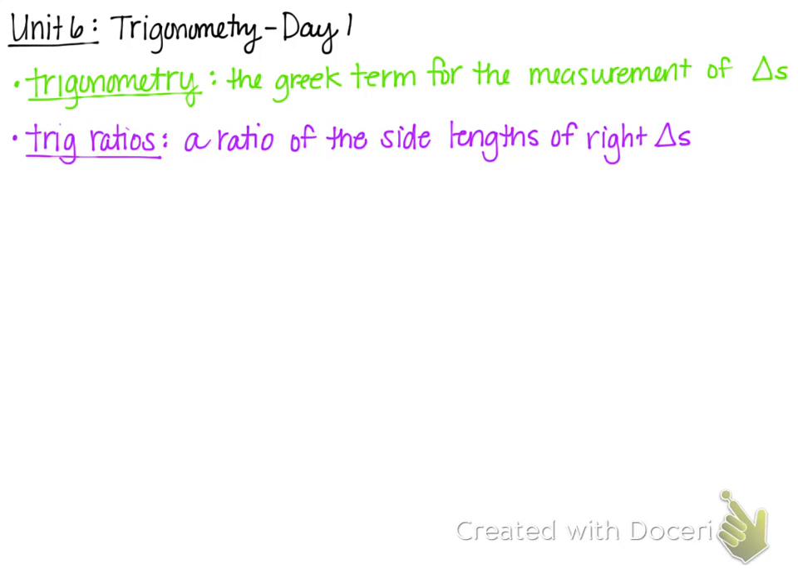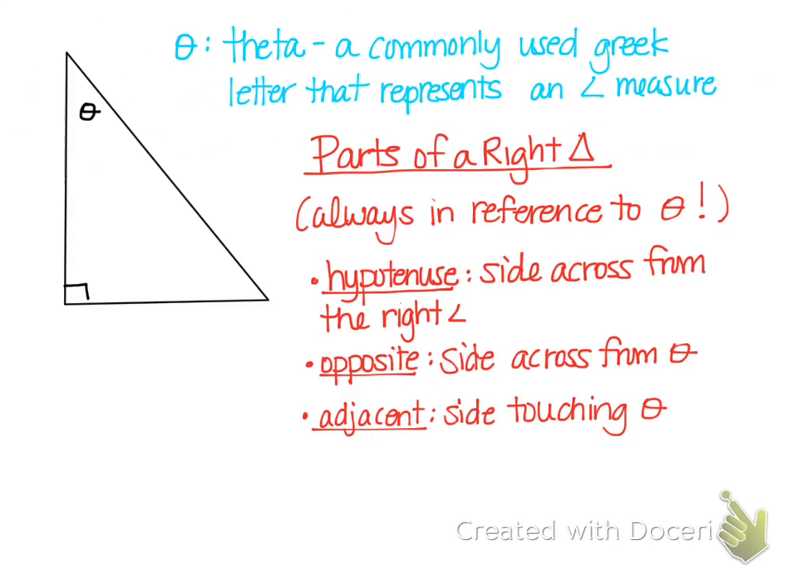Trig ratios, it's a ratio of the side lengths of right triangles. So the key thing we're dealing with is simply right triangles. So let's talk about right triangles and their pieces.